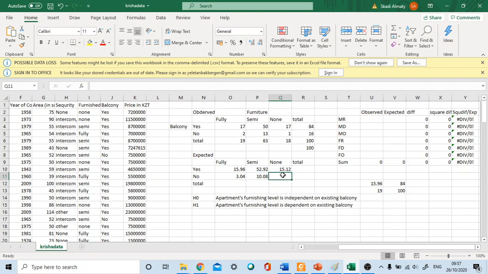Now the none cases. Total no multiplied by total none divided by the general total. Yeah, 2.86. It should be 3.